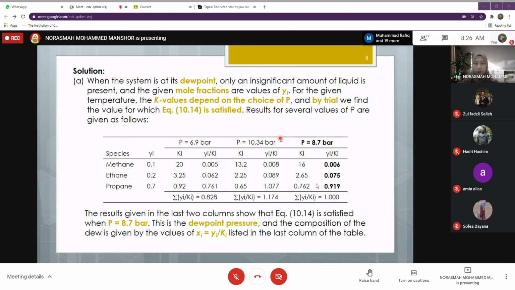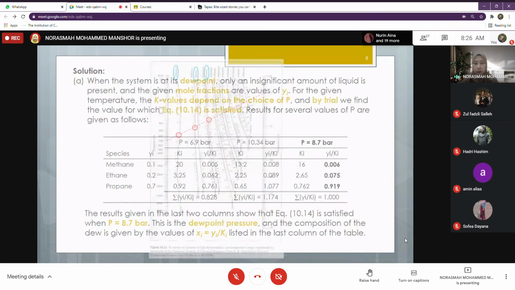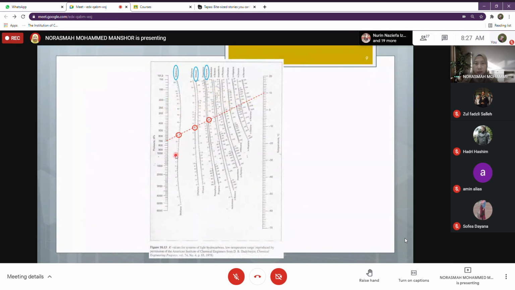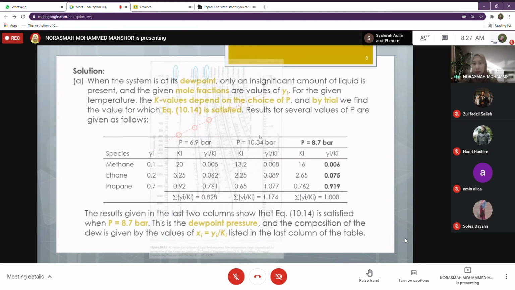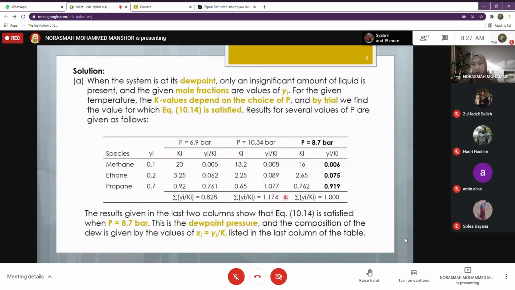Alright. So when P is 6.9 bar, the summation Yi equals 0.828. So try another value of P. Okay, in this one, they try 1034 kPa. So you use figure 10.13. You take 1034, around here, make a straight line at 10 degrees C, read the K value and then calculate Yi over Ki. So the summation here is 1.174. Okay, it is already more than 1.